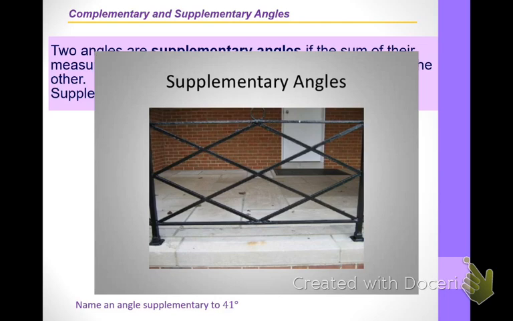This is a gate. Supplementary are two angles that make a straight line together. There are two angles that add up to 180. So these two angles that are highlighted, those are supplementary. These two angles are supplementary. Does everyone get the pattern? Okay, so they're everywhere.